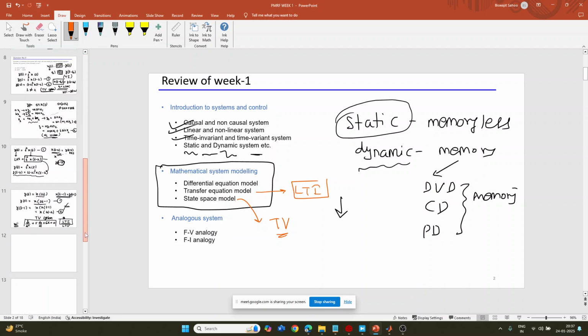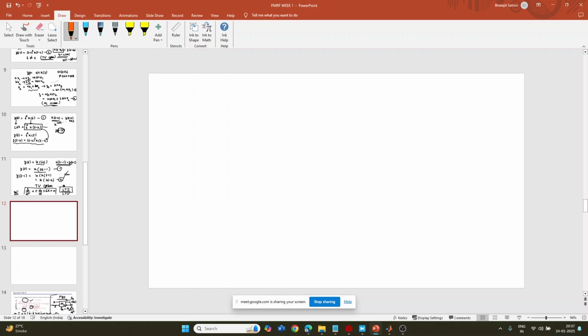Now one final thing I want to quickly tell you: the force voltage analogy and the force current analogy, these are the two things. Remember, in my examination when I am giving the exam, I forgot whether mass is replaced by inductor or force is replaced by voltage. Let me say I forget it. Then how do you derive it?